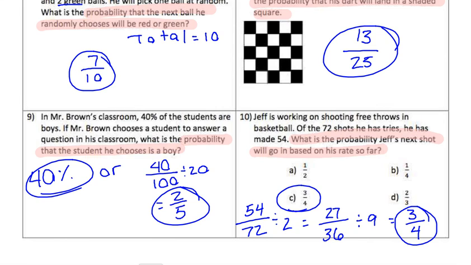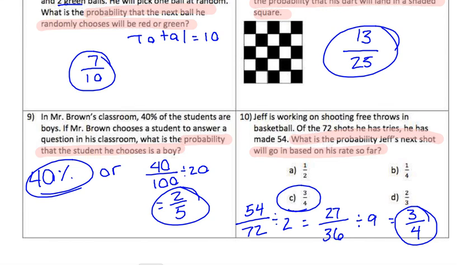And here are your answers for number 9 and 10. Number 9 was tricky, just like the first example that we did up at the top. They gave you the percentage, so you could have just written 40%, or you could have turned the percent into a fraction and gotten 2/5 of the students were boys. And then the last one, he's working on free throws. 54 make it out of the 72 shots he took, and it says based on this ratio, what's the probability of his next shot going in? You had to simplify down the ratio that they gave you, and you got 3/4.